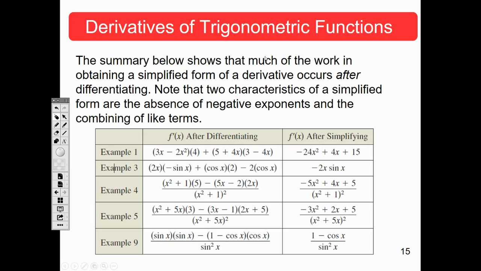The summary table below shows the work in simplified form of derivatives after differentiating. So we go through and we take the derivative, step 1, but then we have to combine like terms, multiply out, all that stuff. Note the 2 characteristics of a simplified form are the absence of negative exponents, and the combining of like terms. And truly, kids, we're trying to get it to be as few x's as possible.